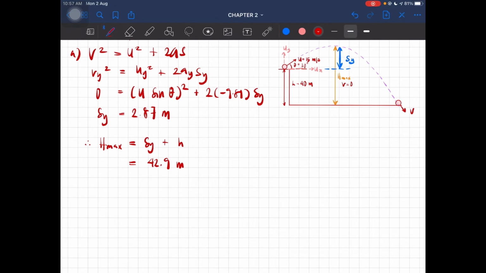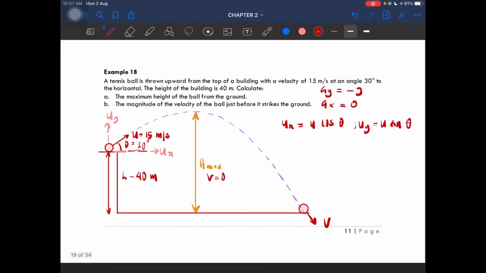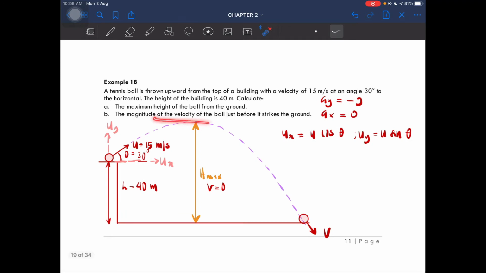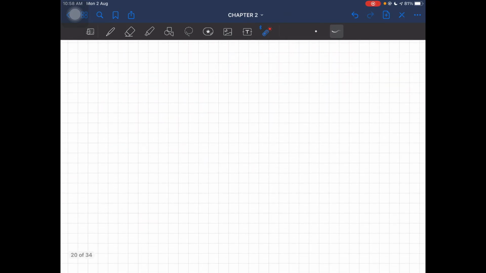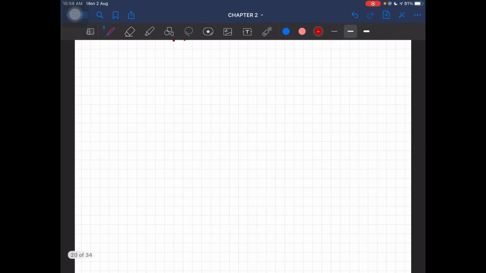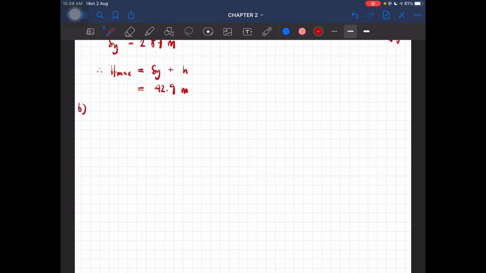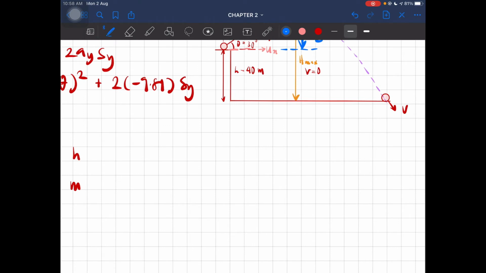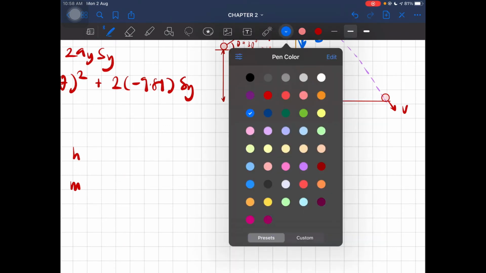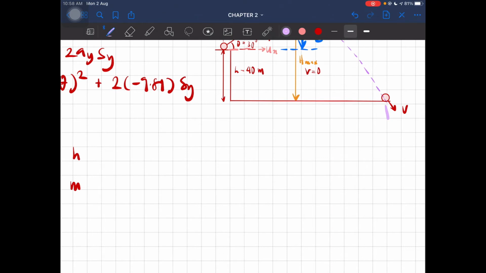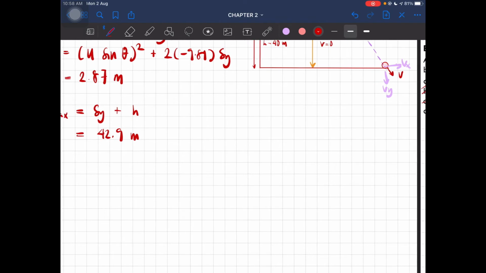Okay. Alright, next, find the magnitude of the velocity just before it strikes the ground. Okay, for that one, just before it hits the ground, we know we have to find the x component and y component of its velocity. In which case, let me just draw. Use this. So we have vy and then vx. We have to find those components.